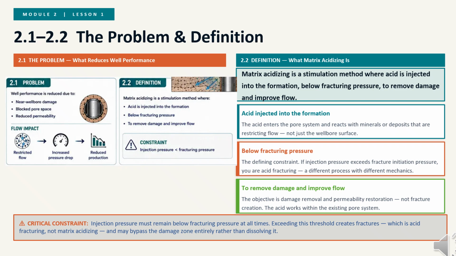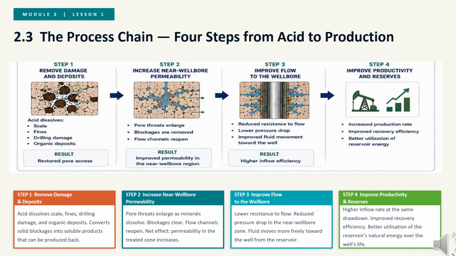The mistake most engineers make. They assume pumping acid guarantees improvement. It does not. It only works if the acid reaches the damage and reacts correctly. This is a chain. If one step fails, the outcome fails.